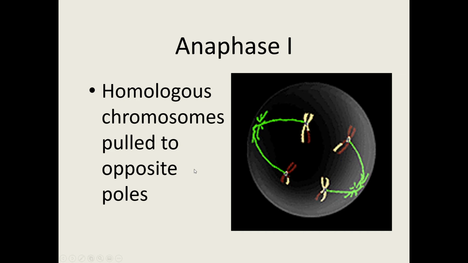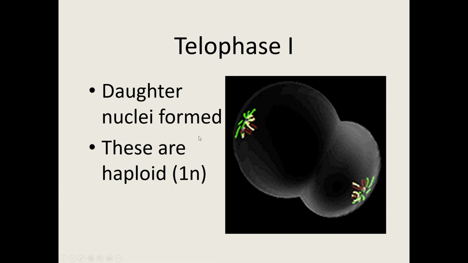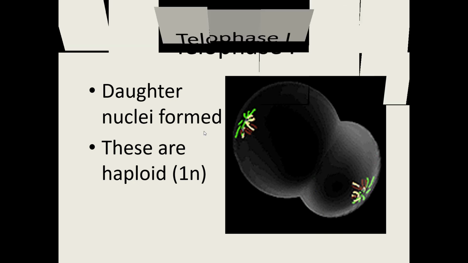Anaphase, that's when they're going to be pulled apart. So now each cell is going to have one full set of DNA. And then the daughter nuclei are going to be formed. The cells are going to split in half, and now you've got 2 full cells. They are not actually haploid at this point. They are still diploid cells.